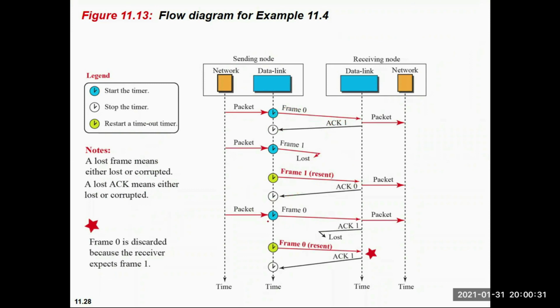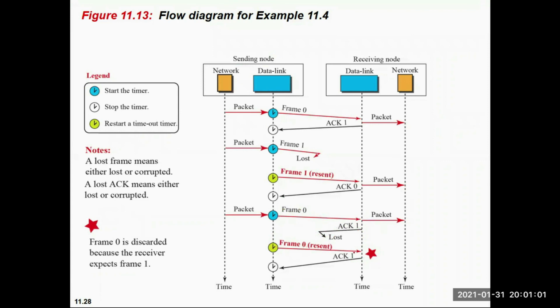Okay. Now consider this case. Frame 0 is sent, acknowledgement 1 is not received, somewhere lost. So the same frame 0 is sent again. Now we are seeing that we have numbered these. Due to numbering, the receiver side data link layer will identify that frame 0 is a duplicate.